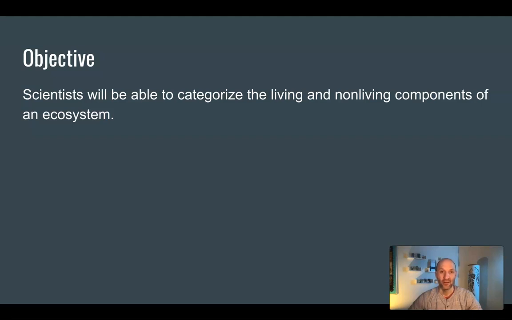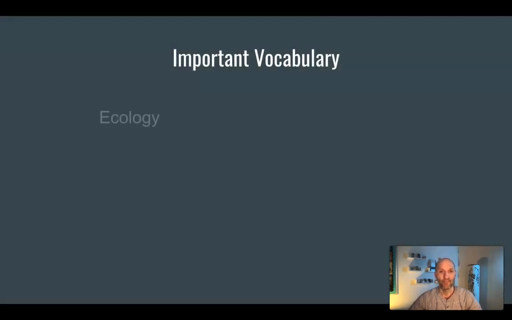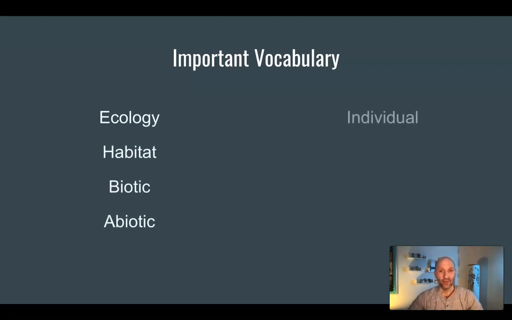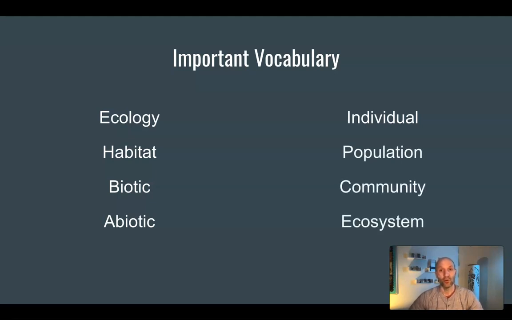In this video, scientists will be able to categorize the living and non-living components of an ecosystem. First, it's important to know that this video is going to cover a lot of vocabulary. Make sure that you are writing down each vocabulary word and its definitions. You'll also want to include examples and any other important information you hear during the video.